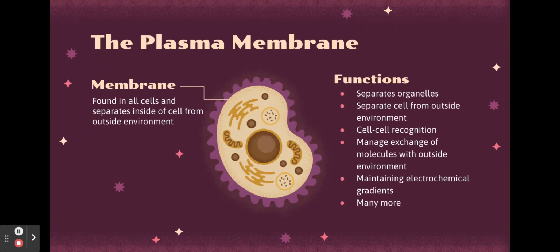So to go over the plasma membrane, it is found in all cells and separates the inside of the cell from the outside environment, as well as organelles in eukaryotic cells. Some of its functions are to separate organelles, separate the cell from its outside environment. It helps in cell-to-cell recognition. It also manages the exchange of molecules with the outside environment, like waste and other materials. It helps maintain electrochemical gradients and many other functions.